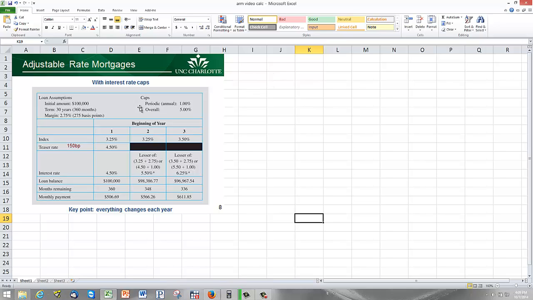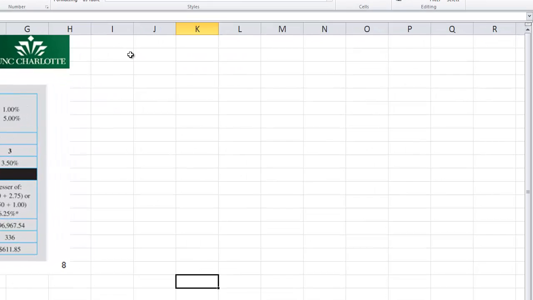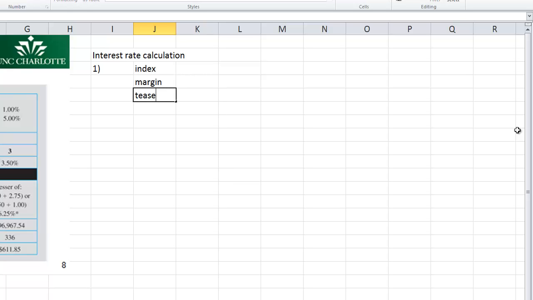Okay, so the thing that makes ARMs quite different from the fixed rate mortgage, of course, is that their interest rate adjusts. So let's just go up here and say interest rate calculation. There are three calculations. Calculation one is going to be your index plus margin minus your teaser to get your net rate. Option number two is going to be your annual cap. And then option number three is going to be the periodic cap.